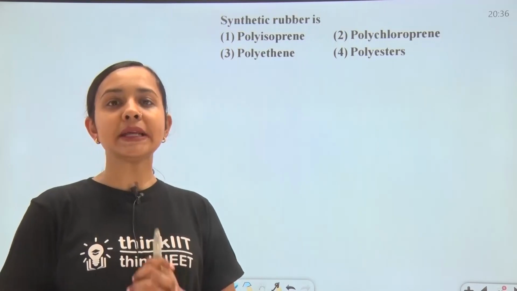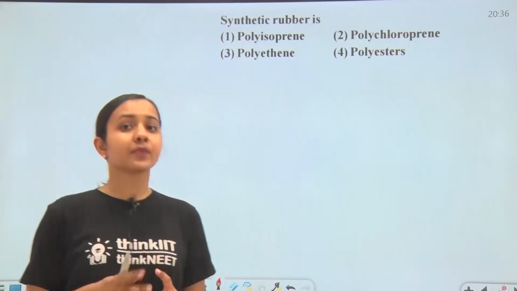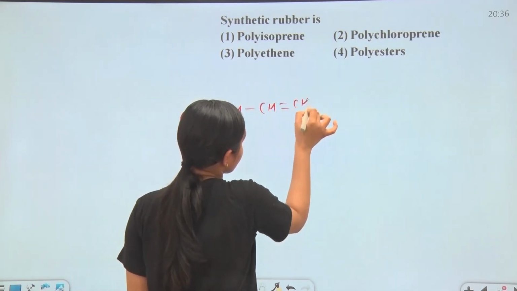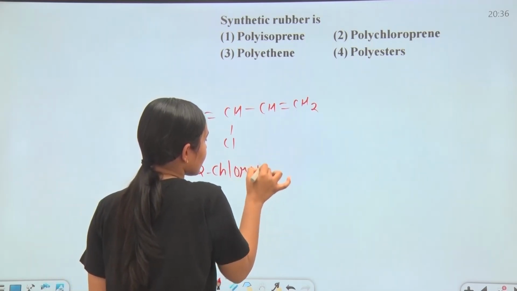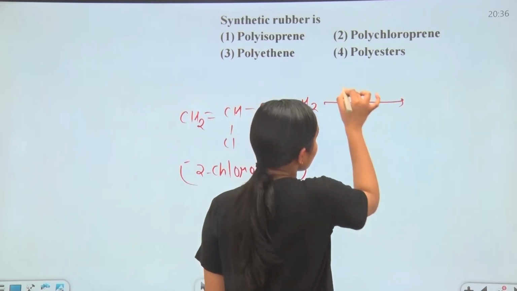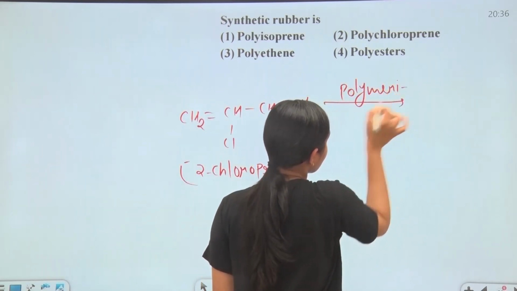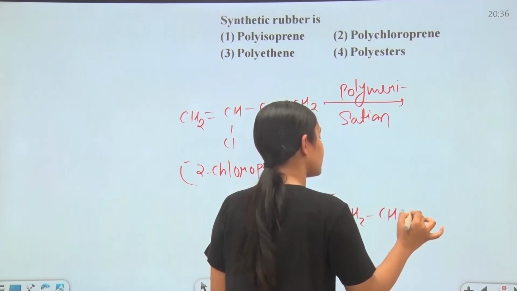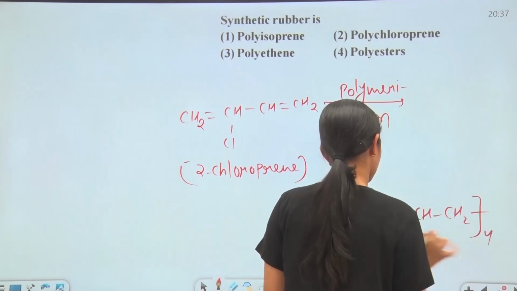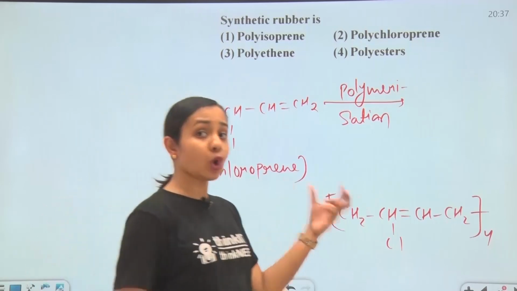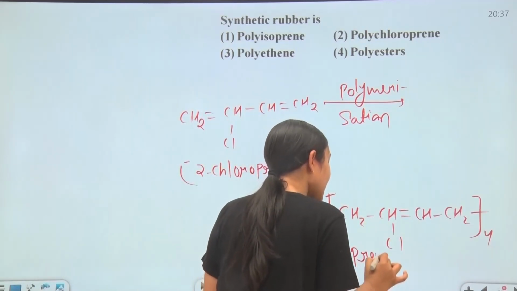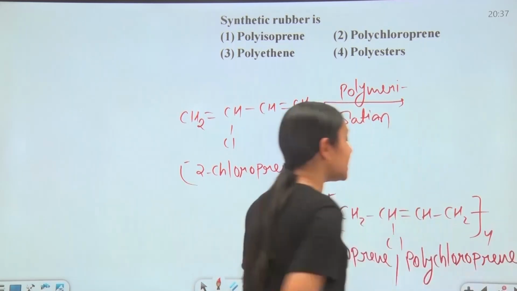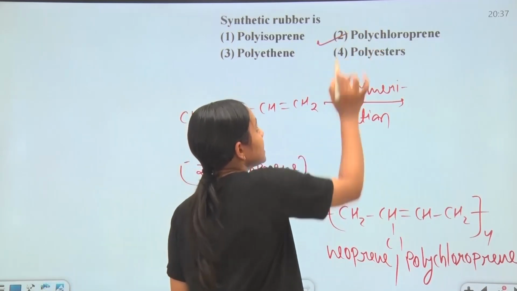Hello students, our next question is, synthetic rubber is. Students, neoprene is known as synthetic rubber, and this synthetic rubber is formed from 2-chloroprene. This is 2-chloroprene. So students, by the polymerization of this 2-chloroprene, we will obtain neoprene, and this neoprene is also known as polychloroprene, and this is known as synthetic rubber. So option 2 is the correct answer.